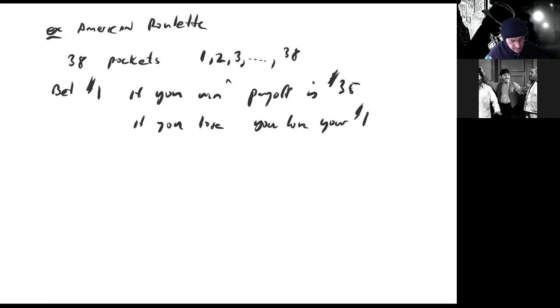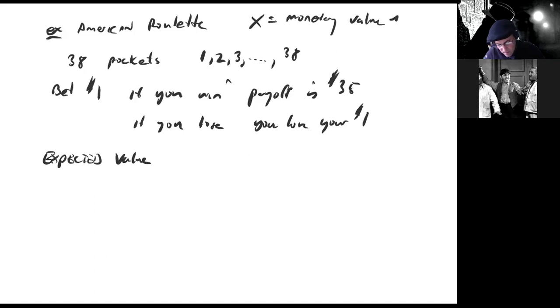Okay, so what's the expected value of the game? So what is X? X is the monetary value of a $1 bet. And actually the sample space, you can view it as the numbers 1 through 38 here. So suppose you put your money on any fixed number, and we compute the monetary value.